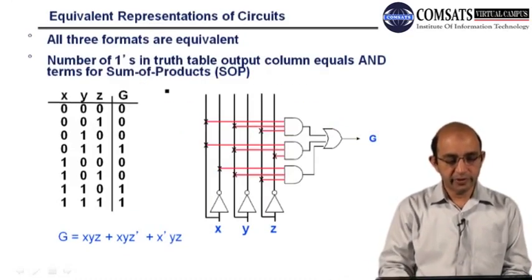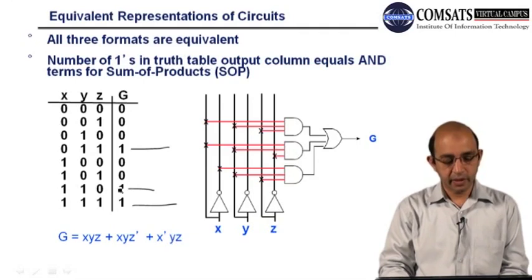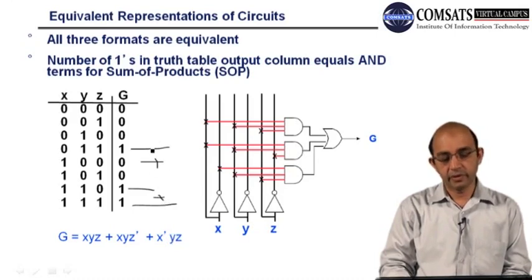What we normally say is that these are the products. We have taken the product of all the variables in this row, then the product of all the variables in this row, and here again we have taken the products. And then we have added them all. So you can say it is a sum of products.